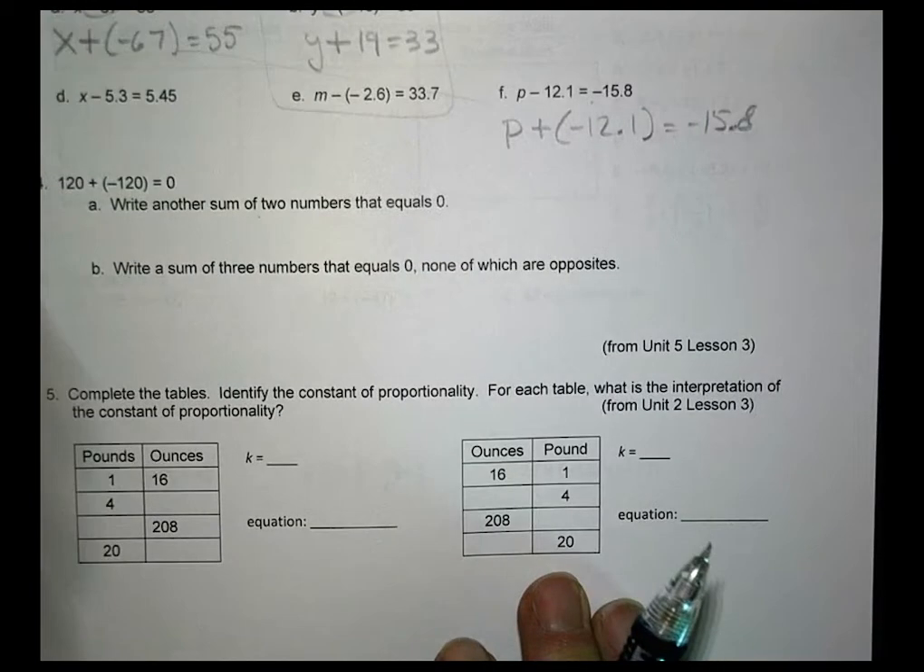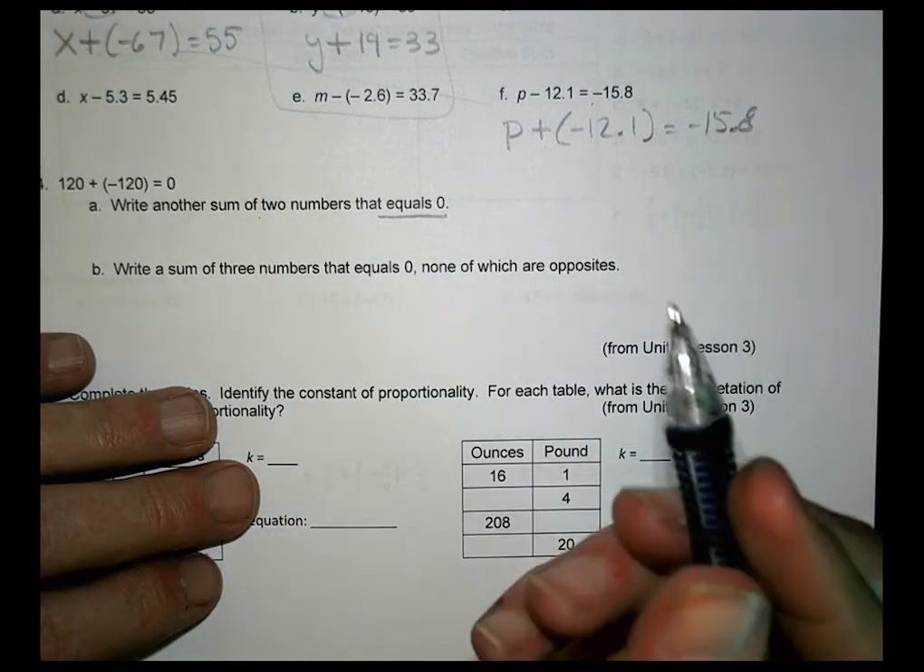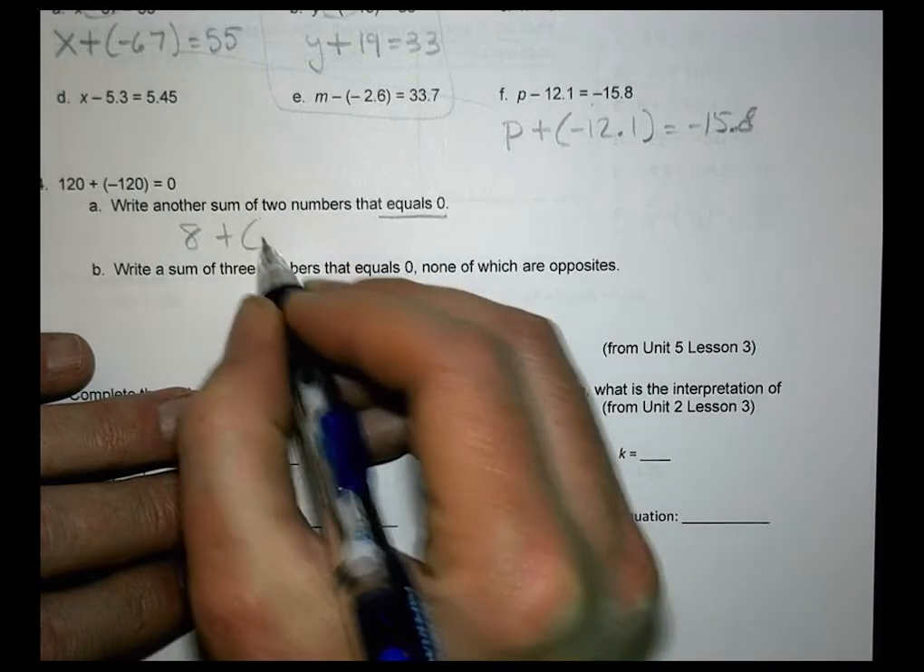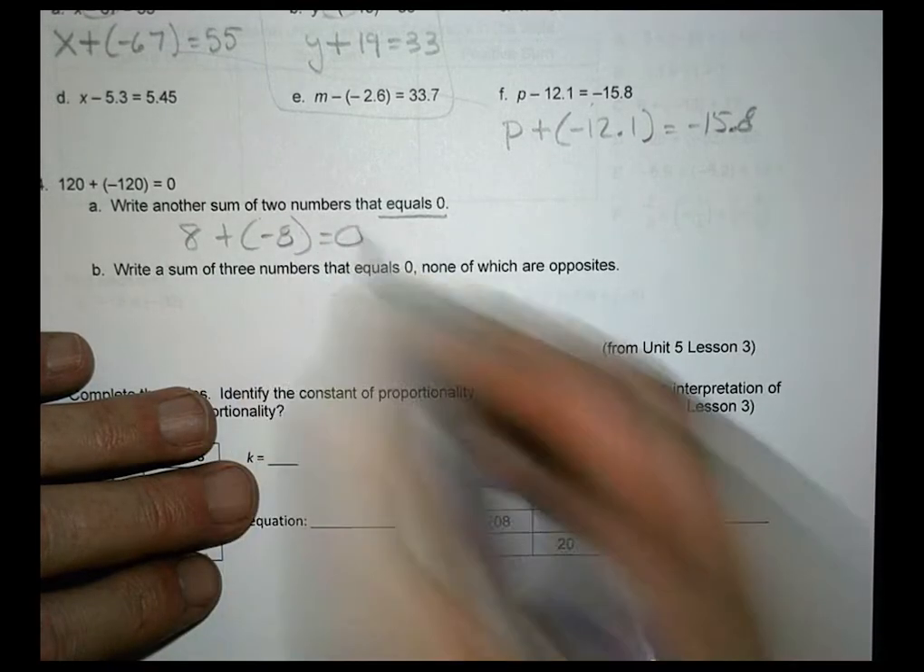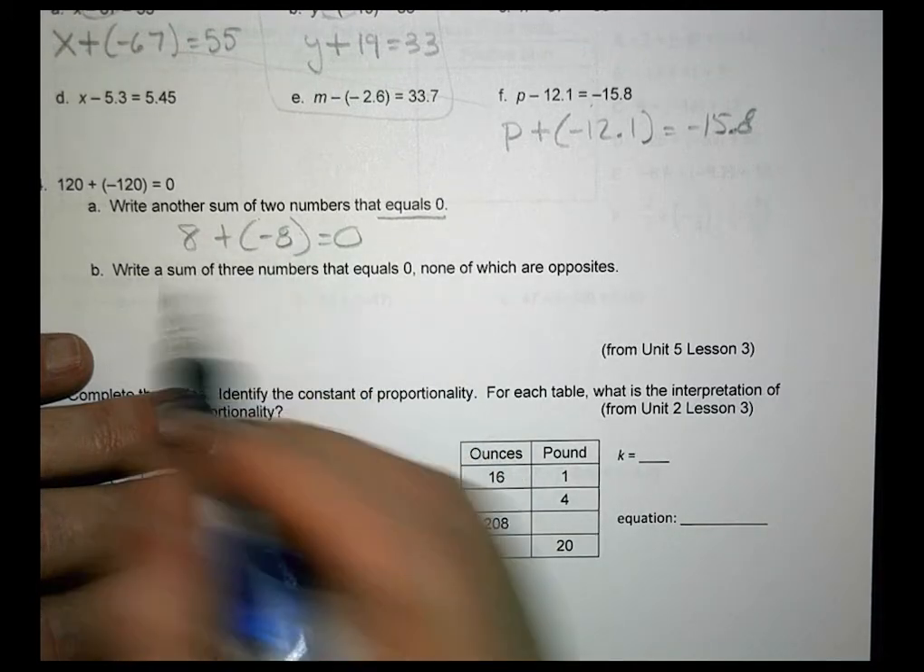All right, number 4. Write another sum of two numbers that equals 0. So I'll give you one. Probably best to not use mine on your homework. I could say 8 plus a negative 8 equals 0, and that's going to be true. So it's the same numbers, but they're the opposites, right?